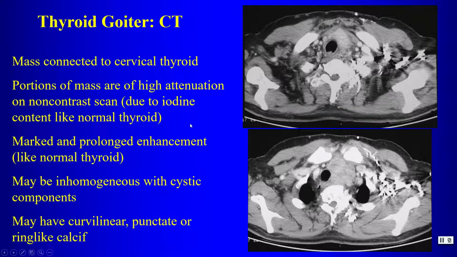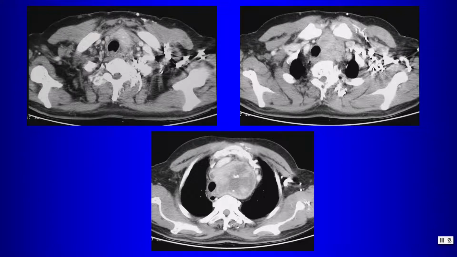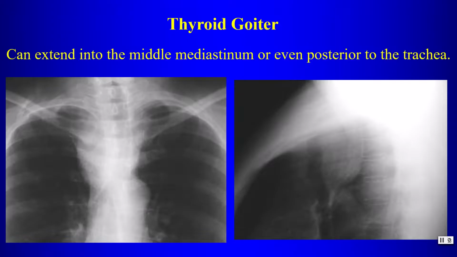Portions of it will be high in attenuation, even on non-contrast CT. Remember that the thyroid concentrates iodine. Also, the thyroid is a vascular organ, so if we give contrast, there will be marked enhancement. Thyroid goiters can be inhomogeneous with cystic components. They might contain calcifications, as in this example that we have seen, but benign goiters usually push vessels aside without infiltration of the fascial planes between the mass and the blood vessels.